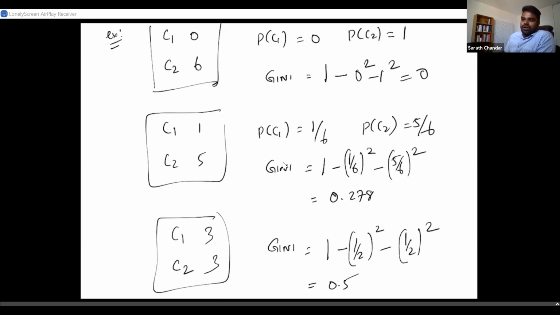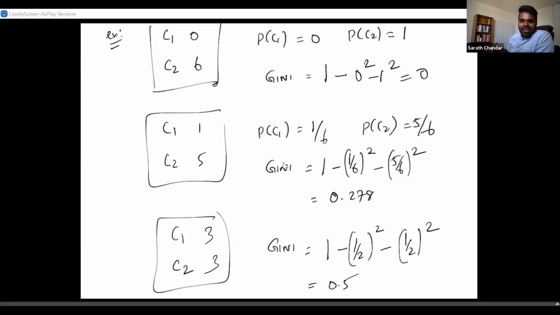Now what is the range of Gini? Can someone tell me what the range of Gini would be for a 2-class problem? 0 to 1, is that true? How can you get a Gini of 1? Yes, it's 0 to 0.5, right?